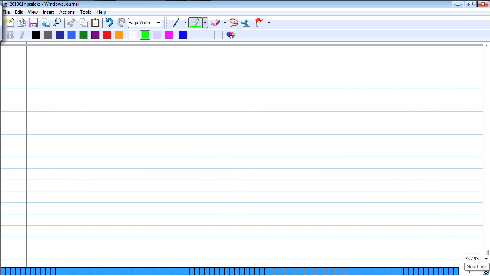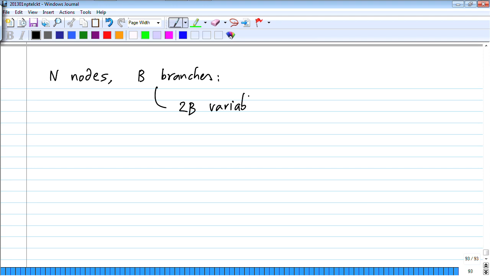So in general, let's say you have a circuit with N nodes and B branches, okay? You have 2 times B variables to be solved for, okay? So in our case, B is 8, but whatever the number of branches, you have to solve for 2B variables, okay? Is this fine?